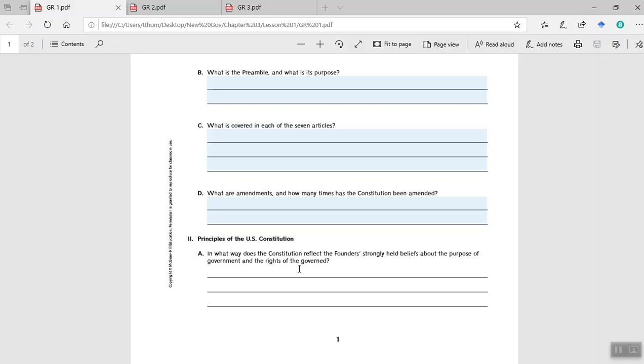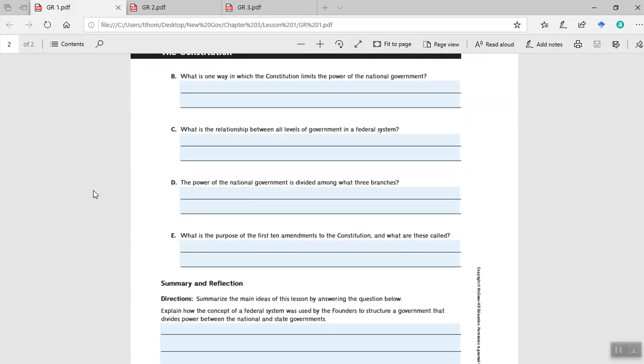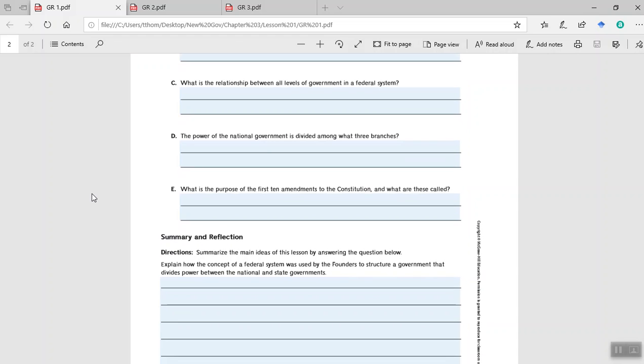Then Part B, right here. What is one way in which the Constitution limits the power of the national government? One way is it specifies the powers of the national government, but also those things that the national government is prohibited from doing. C, what is the relationship between all levels of government in the federal system?